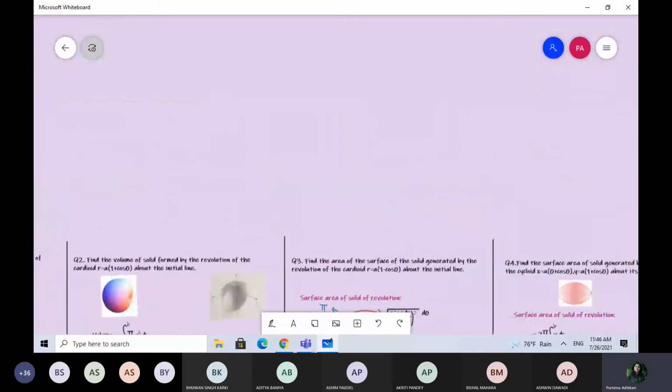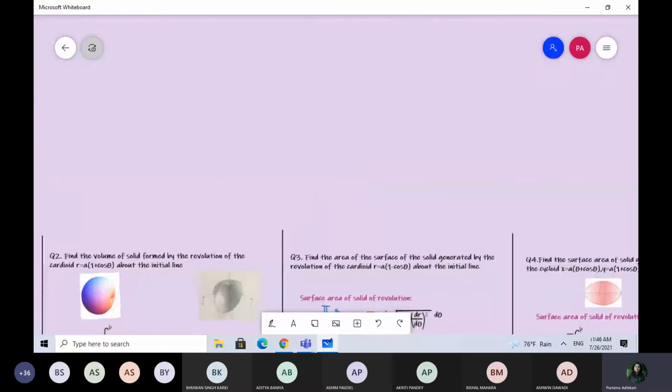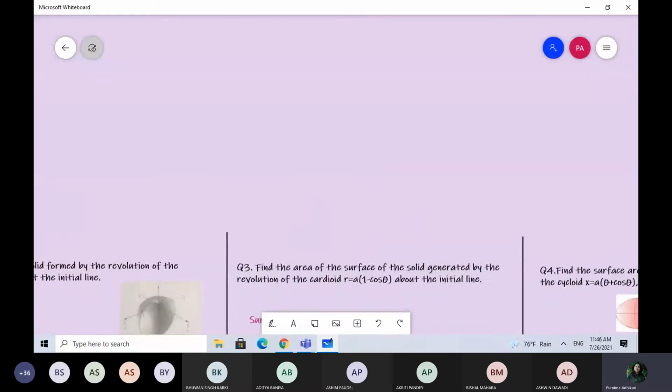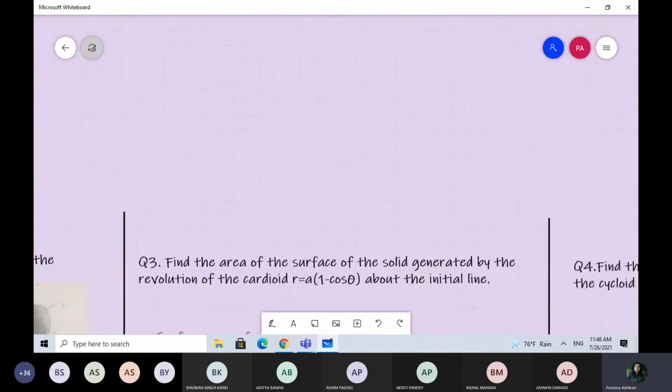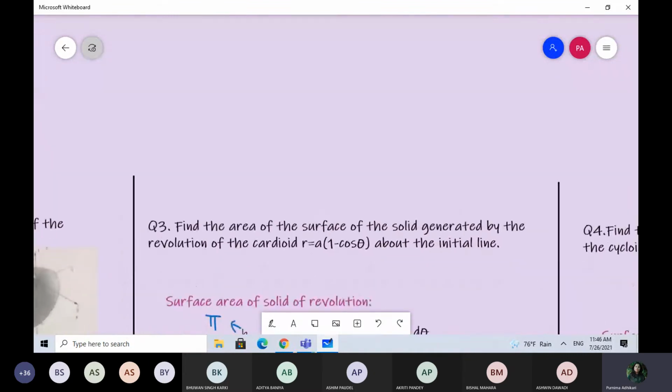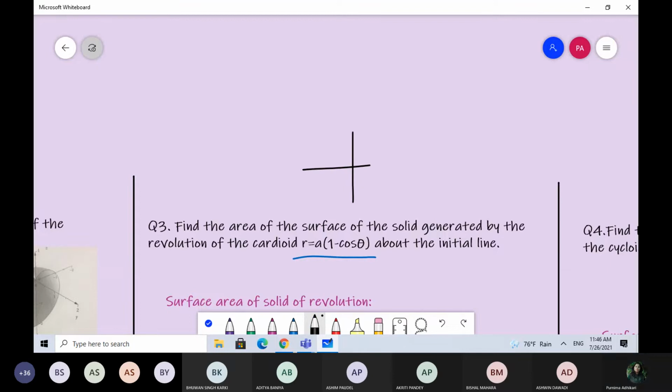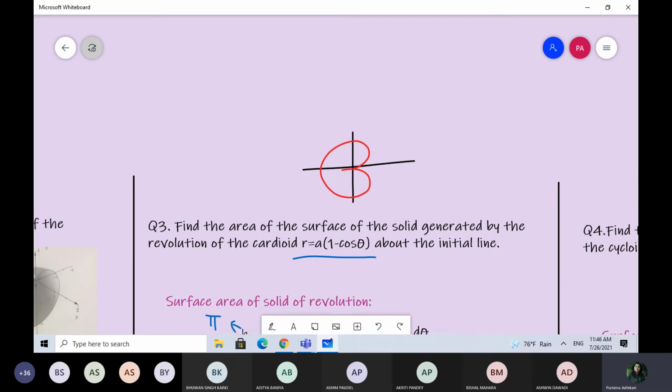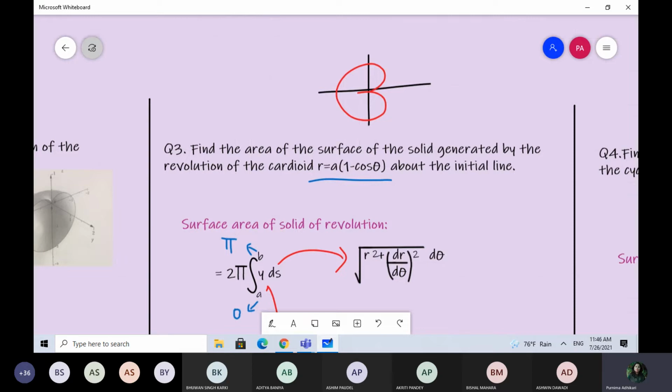Next is surface area. Now, how do we use the Cartesian surface area formula for polar curves? Let's have a look at it. We are talking about a similar case, a cardioid facing the other side, 1 plus cos theta. I'm talking about this cardioid, with 0 as minimum and pi as maximum. Now we need the surface area.